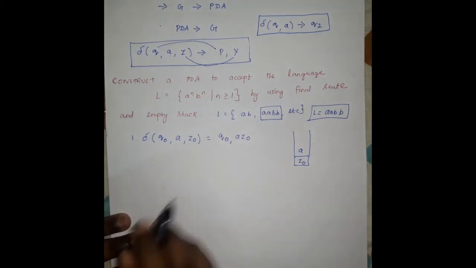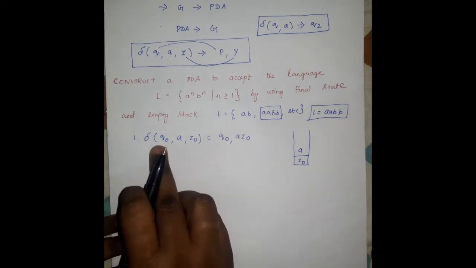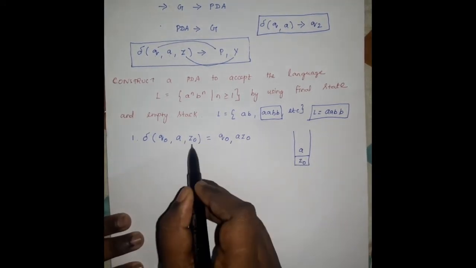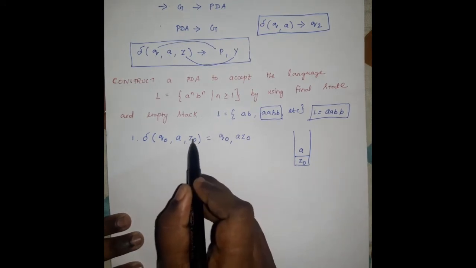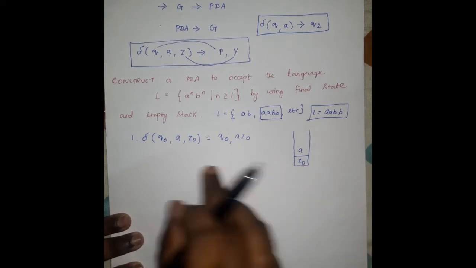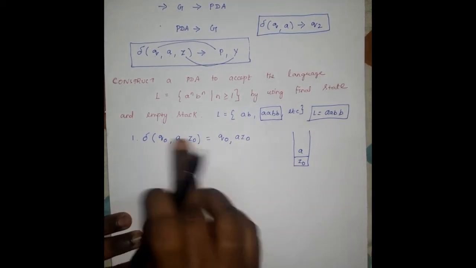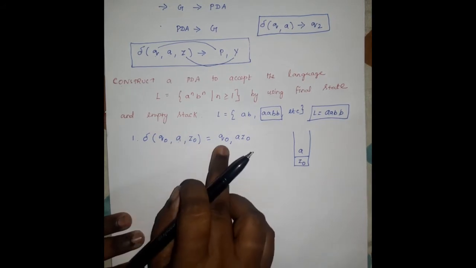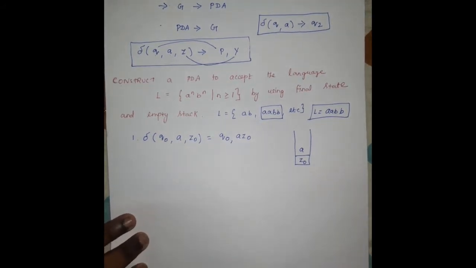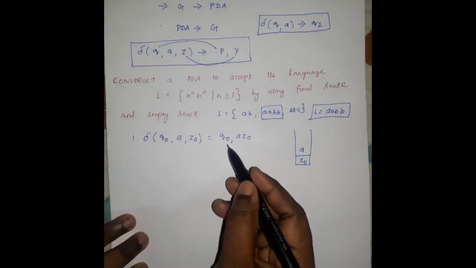Again I repeat, in the first step, initially the stack has only Z naught, the current state is Q naught, reading the input symbol A, and this indicates the top of the stack symbol. Before reading the A, the stack only has Z naught, so the top element is Z naught. Before any operation is performed, the state remains the same, because there are no push and pop operations performed on the stack, so Q naught remains in the same state, Q naught.